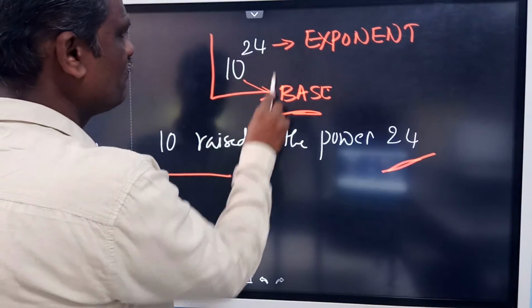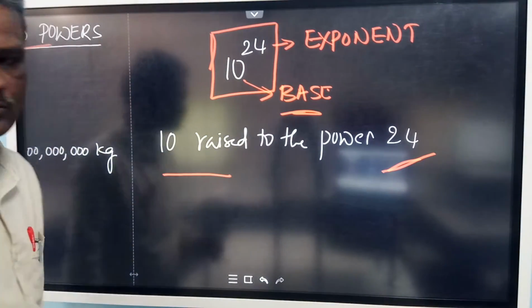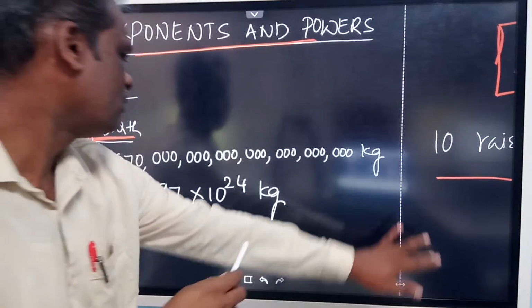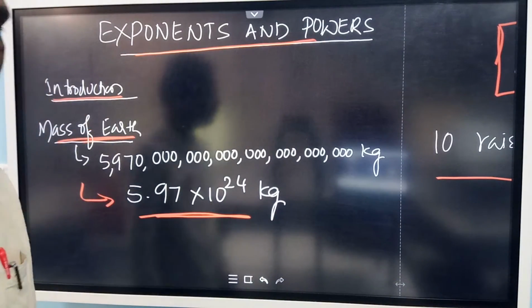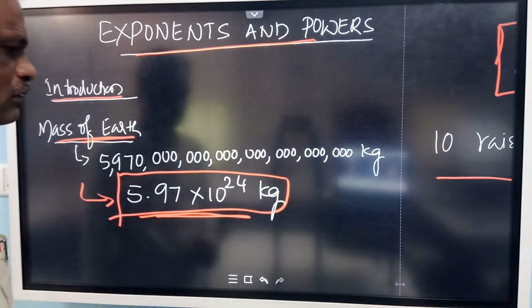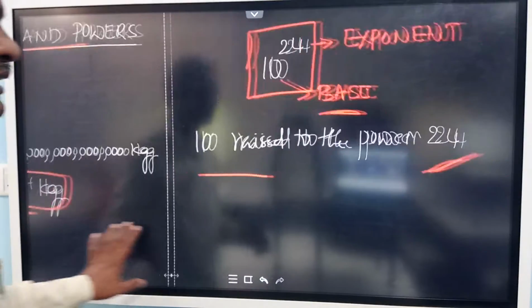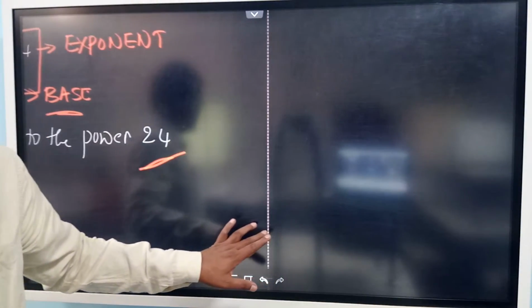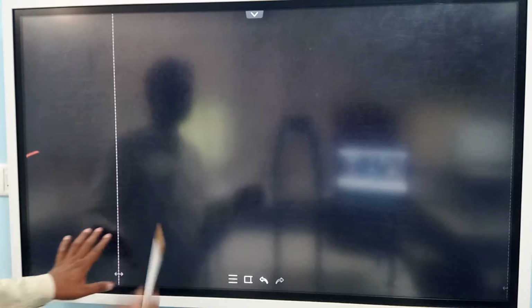So this number we can write like this, 10 raised to the power 24. Writing numbers in this form is called the exponential form of writing numbers. It is easy to read and it is also easy to calculate, for solving questions. Now let us see the powers with negative exponents.